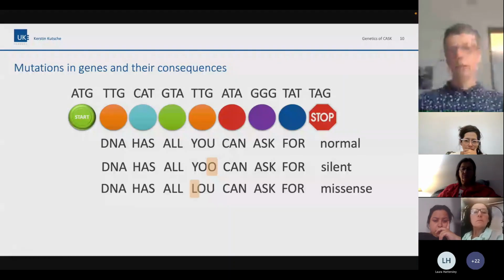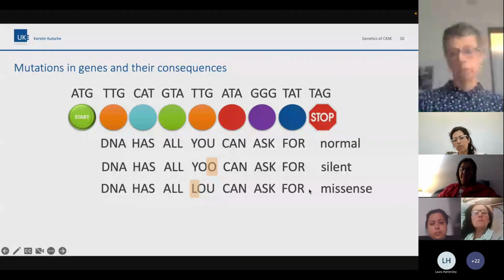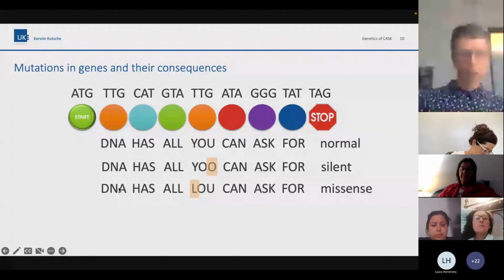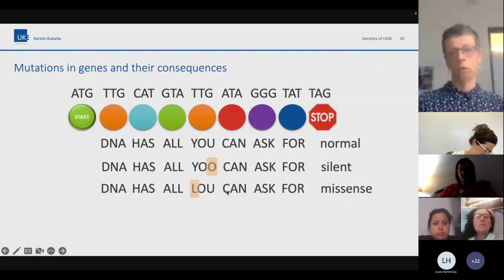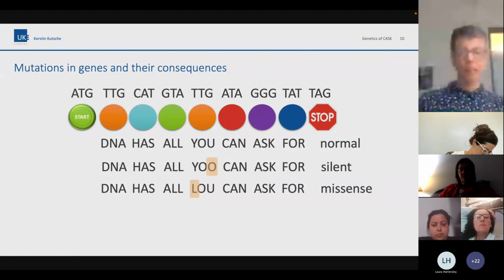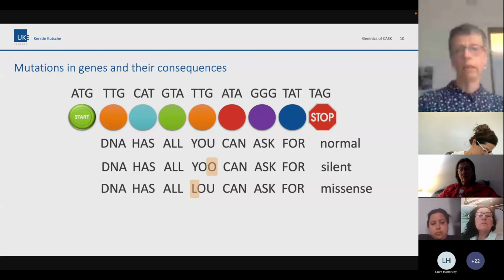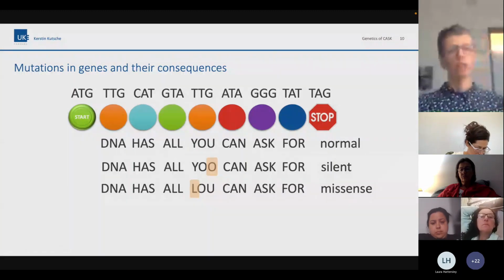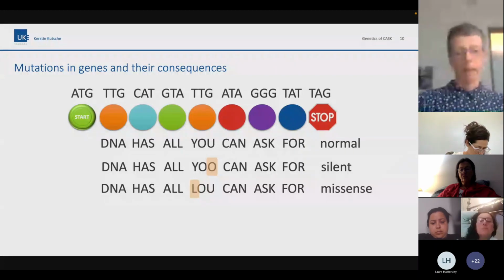So the next mutation is the missense mutation. In the missense mutation, the sentence would read like this: DNA has all Lu can ask for. So Lu is of course a change in the sentence, but this sentence still makes sense to all of you, hopefully. And so the missense makes that there is some sense, but the sense is not the normal sense. It is somehow a changed sense.